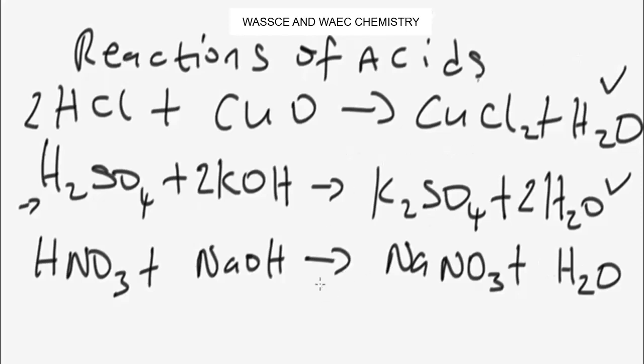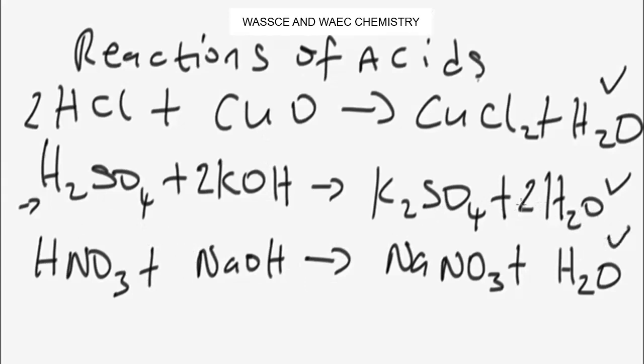Let's check if the equation is balanced. We have two atoms of hydrogen at the left. We have two atoms of hydrogen at the right. We have one atom of nitrogen at the left and one at the right. We have one atom of sodium at the left and one at the right. We have four atoms of oxygen at the left. We also have four atoms of oxygen at the right. So this chemical equation is also balanced for this reaction.